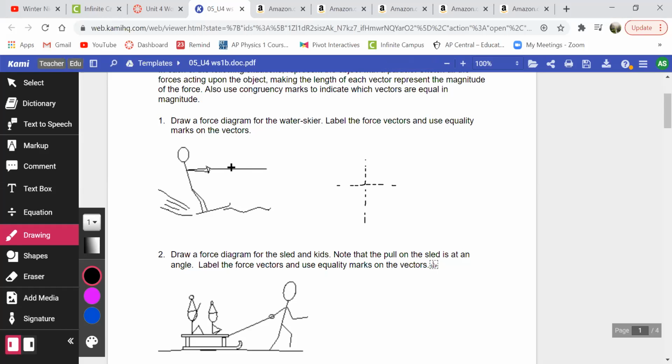So I generally like to start down, then up, then I'll look left and right depending on what's acting. So let's start going down. What's acting downward on this skier? Gravity. So we've got gravity acting straight down. I want you to notice the way I've chosen to draw my axis here. I've got it traditionally oriented with the X horizontal and the Y vertical.